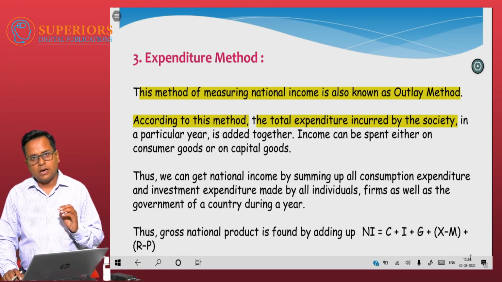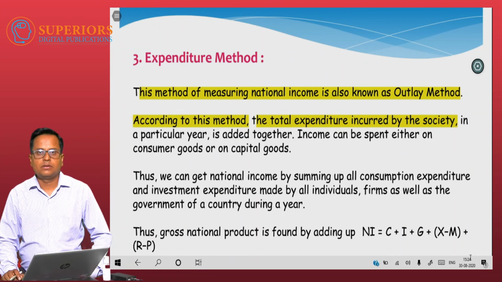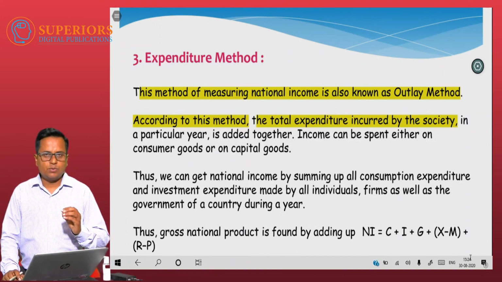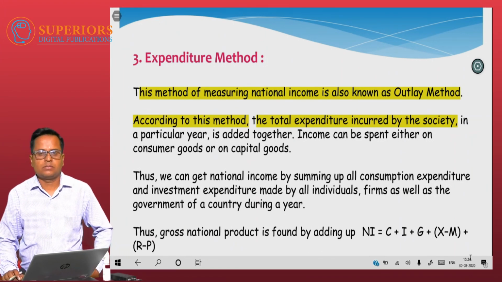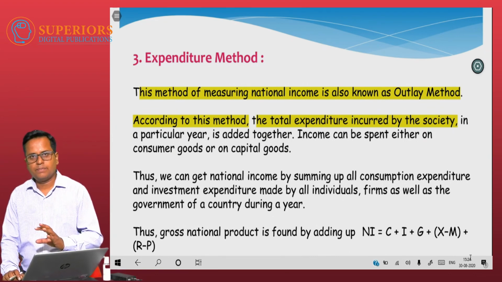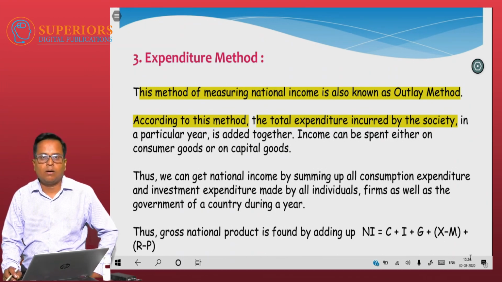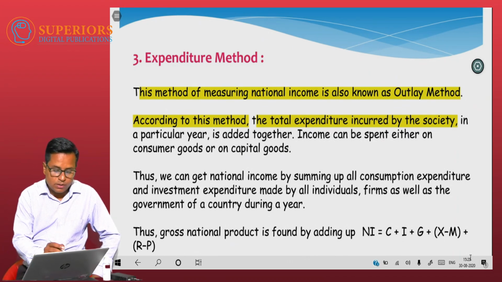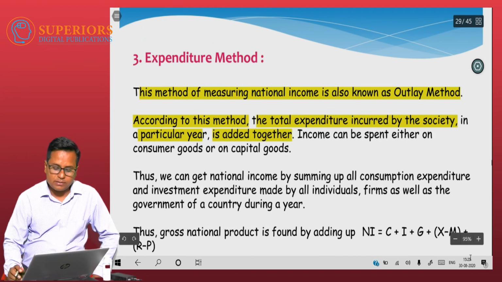The households and individual people purchase the consumable goods. The individual producers and firms purchase the capital goods. So whatever expenditure is incurred by households, by firms, by government, by foreign sector on purchase of goods and services, all that expenditure is added here to measure the national income. So the total expenditure incurred by the society in a particular year is added together.